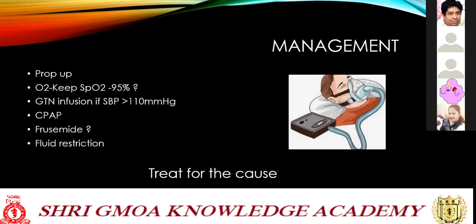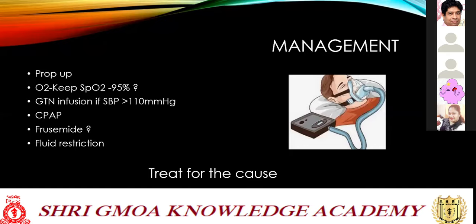Then you have to start two things. The first one is GTN infusion. If blood pressure is about 100, more than 110, you can start a small dose of GTN, like 5 mics per kg per minute. The book says it's about 100, but I don't think it's practical in our setup. Probably about 110 is okay. So just try to start GTN. GTN is a very short-acting vasodilator. So when you stop, it will take a maximum of a couple of minutes for its action to disappear. So don't worry about the hypotension. So start a minimum dose of GTN infusion if blood pressure is more than 110. But if it is less than 100, don't start a GTN infusion.